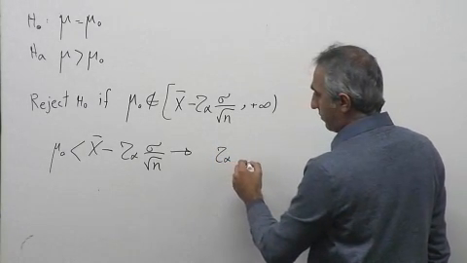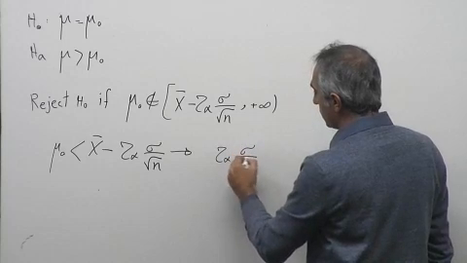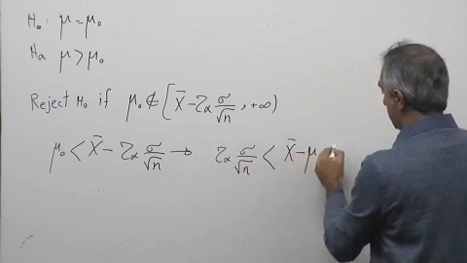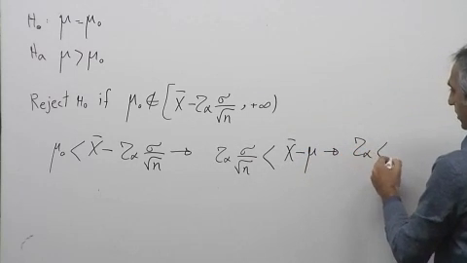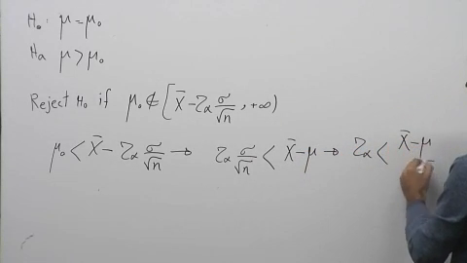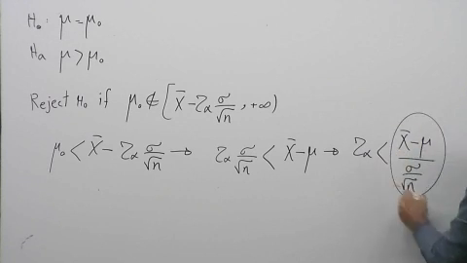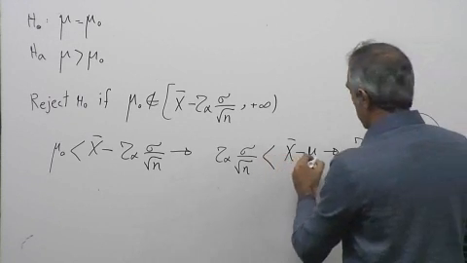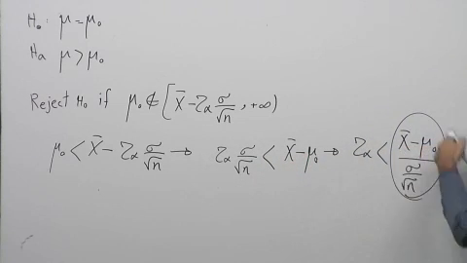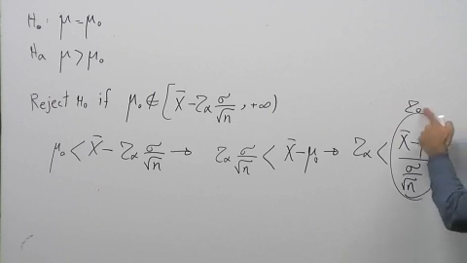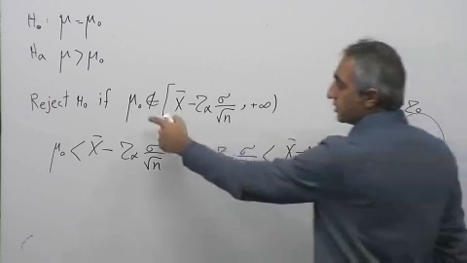So it's Z alpha times this guy is less than X bar minus mu, and then I divide it by the standard error. X bar minus mu0 over standard error, this is mu0, sorry. What is this guy? Z0. So if Z0 is greater than Z alpha, we reject H null.